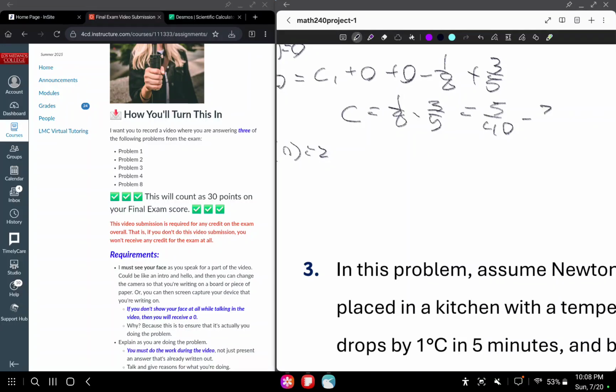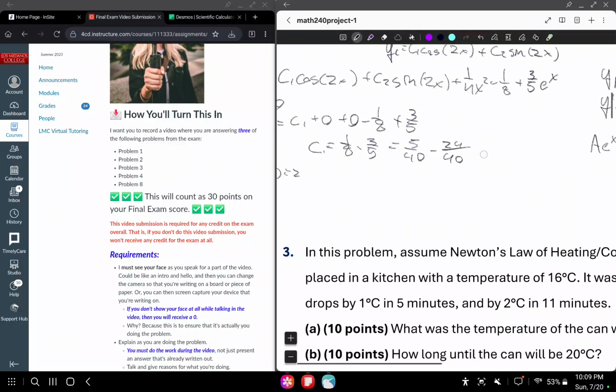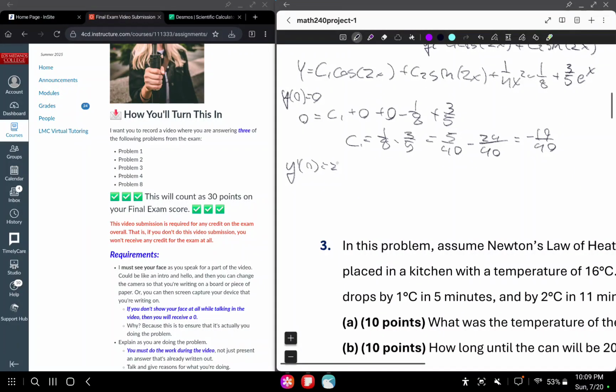540 minus 2440. C1 would be negative 19/40. Okay, C2 now, take the derivatives.